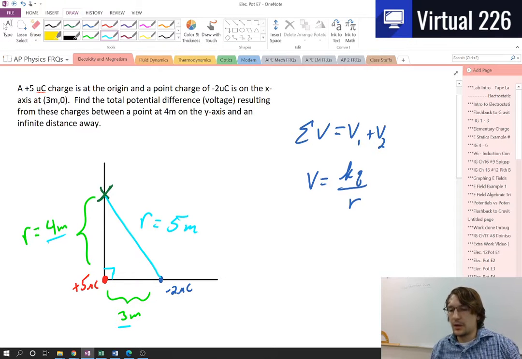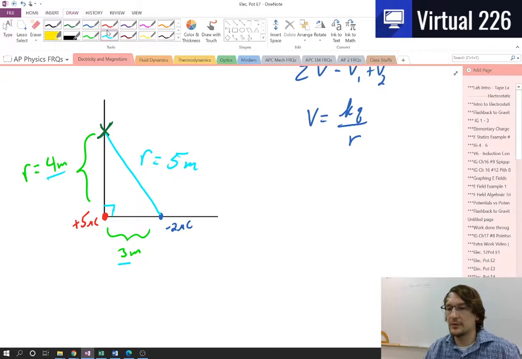So with this, we have both of the distances for both of the charges. We have both the charges themselves, which means we can get both of the voltages. And since we're comparing these two potentials to an infinite distance away, which is 0, then whatever the potential is due to this kq over r equation, we just add them together, and we are done. So let's just get to it.